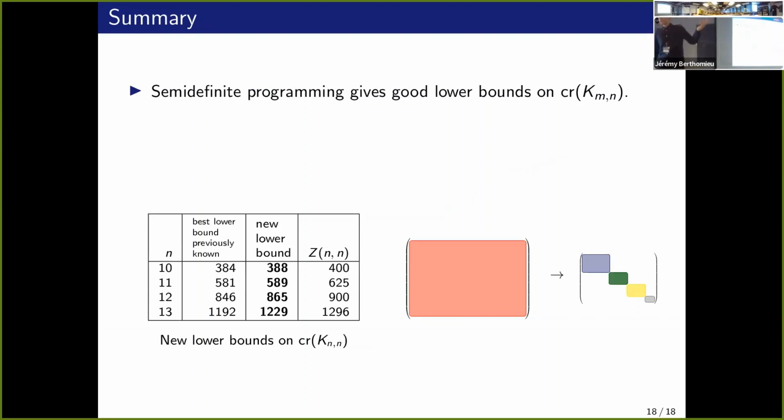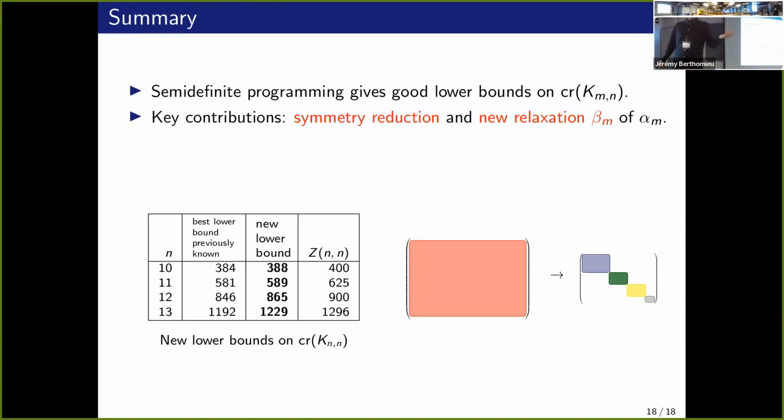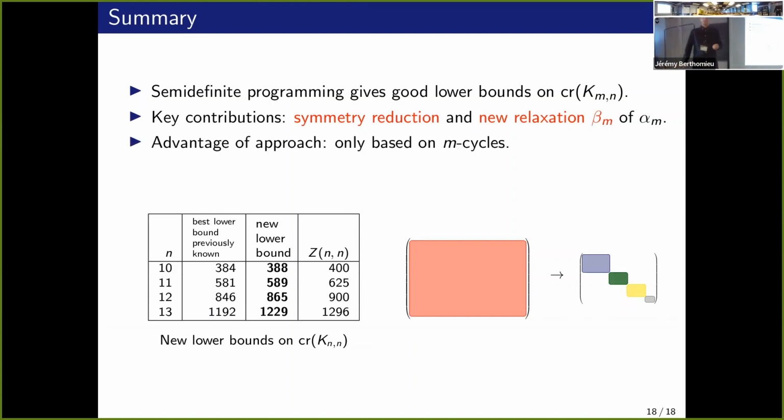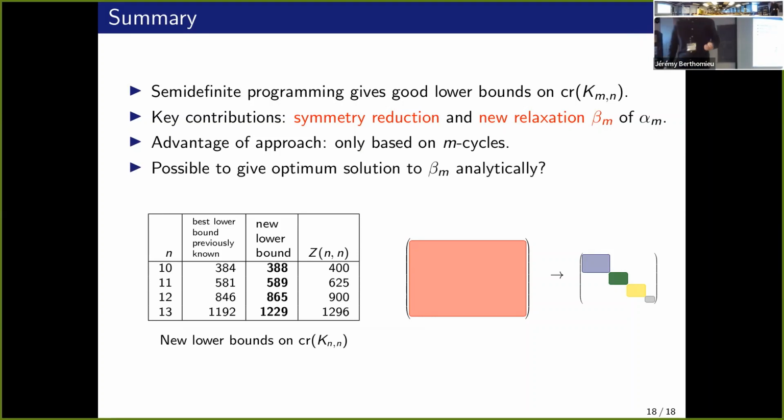To summarize, semidefinite programming gives good lower bounds on the crossing number of K_{k,m}. The key contributions are a symmetry reduction and a new relaxation beta m of alpha m. The advantage of the approach is that it's only based on m-cycles, so you basically forget the whole problem and only look at the m-cycles. This is different from flag algebras, maybe. For further research, it's still an interesting question whether it's possible to give the optimum solution to beta m analytically, because they have very low rank and there seems to be structure. Thank you for your attention, and I look forward to your questions.